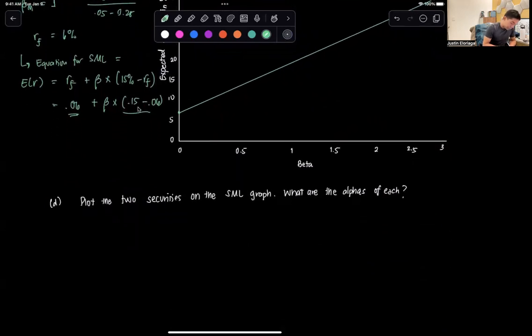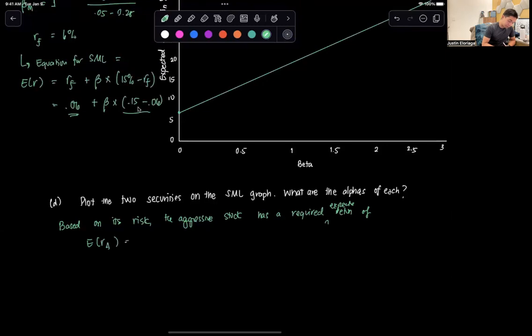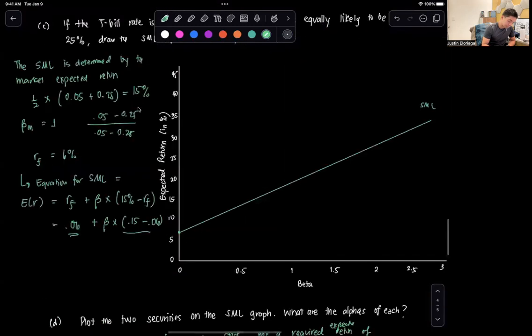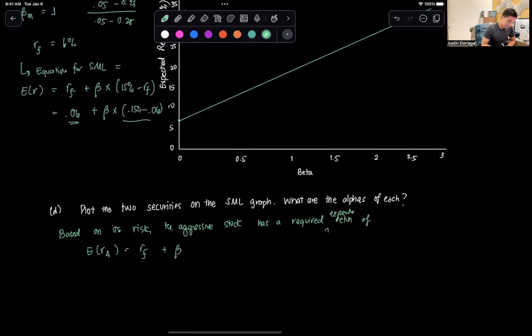Well, based on its risk, the aggressive stock has a required return, expected return of, the expected return of A is equal to RF, plus the beta that we computed for, plus beta times the rate of return of the market, RM, which we computed before, minus RF.